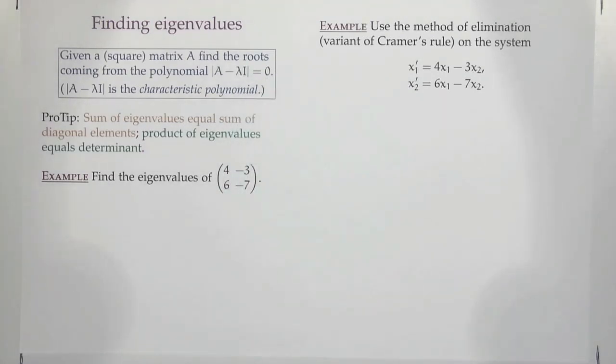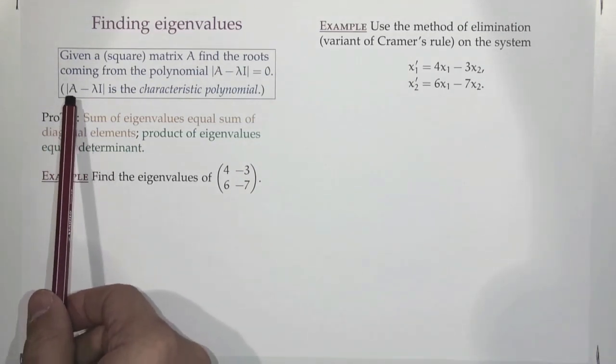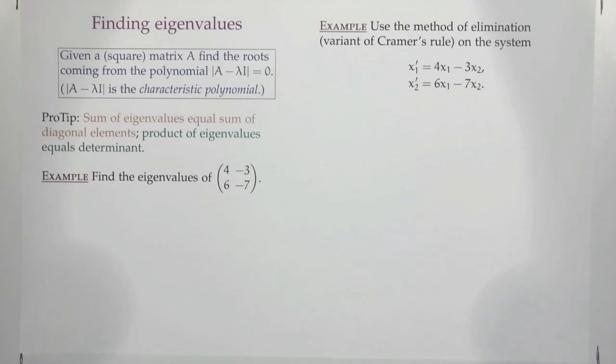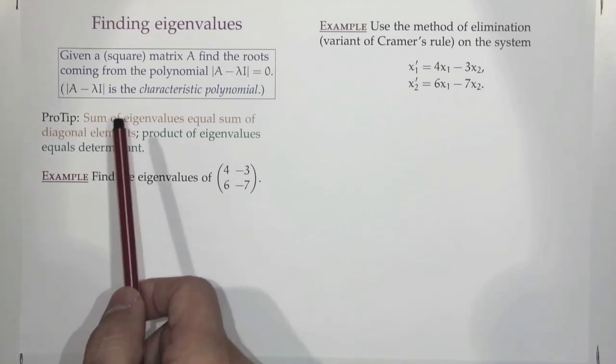Now, I will get in trouble with certain members of my department where I write A minus lambda I, and they will say, tsk tsk on you, Steve. It should be lambda I minus A. Yeah, forget it. Okay, don't worry about those people. We don't pay attention to them. All right. So that's how you do it.